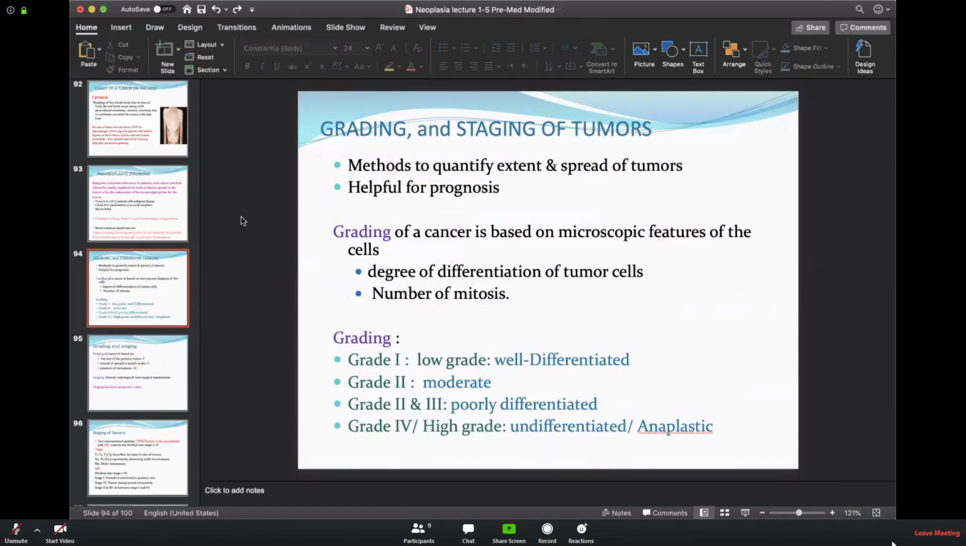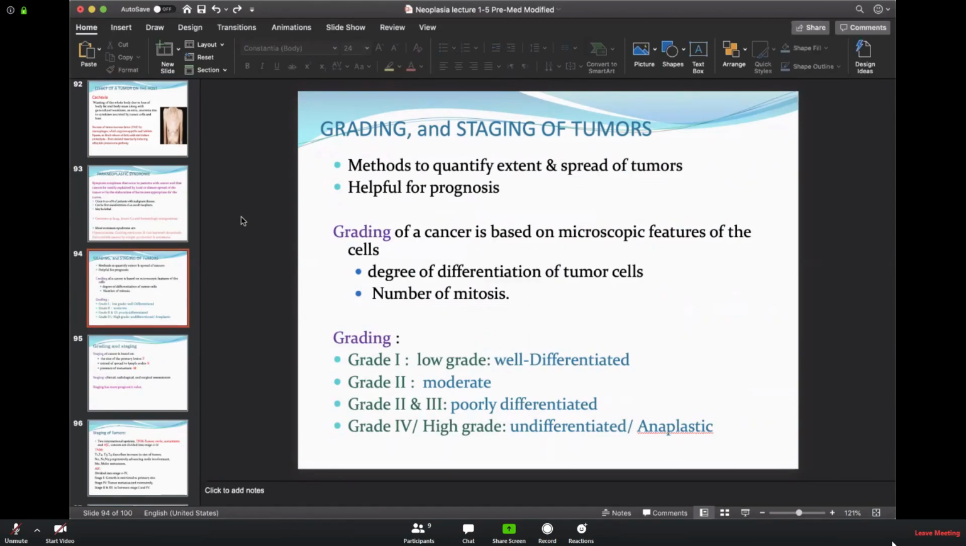So we need methods to quantify the grade and the stage. Generally, the grade of the cancer is based on the microscopic features under the microscope, and we base that on how well the tumor cells are differentiated. When we say differentiated, we mean how much they resemble their normal counterparts. Also, we sometimes use the number of mitoses and others. But these are generally the two types of parameters we use for grading.